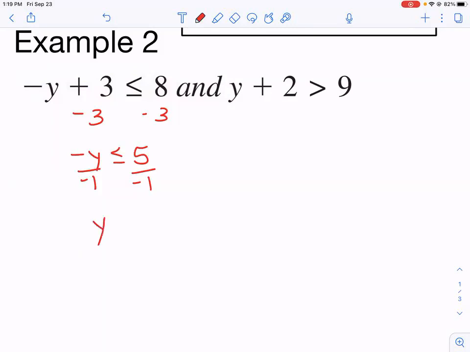Okay, so pay attention. What happens to the sign? I guess flip. Oh, you're never gonna forget that. Oh, no, I won't. Okay, so we have y is greater than or equal to -5.